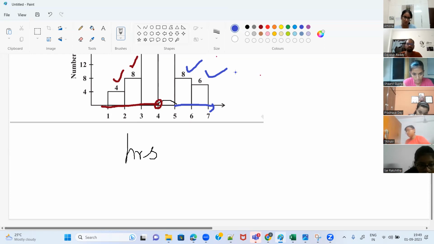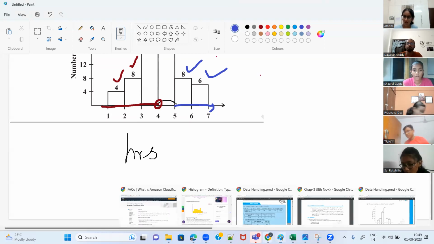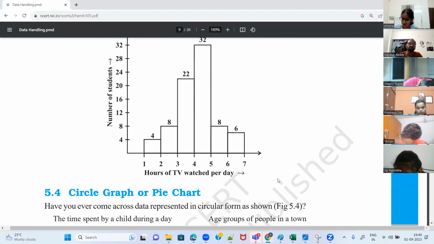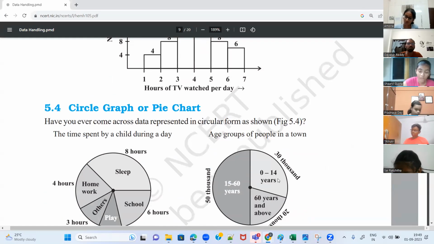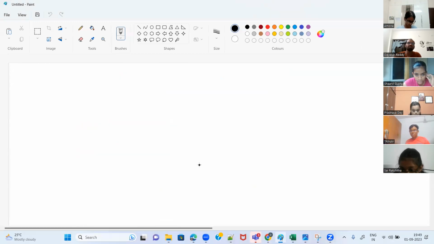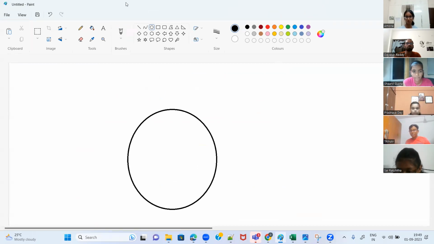Next side heading, pie charts. That's what they gave in the NCERT textbook. Okay. Next one is pie chart or circle graph. Where have you seen pie charts and circle graphs? I am sure that you are watching TV, right? Especially sports, cricket, right? Do you remember what they will put? They'll put the scoreboard, right? And also the winning percentage and the losing percentage.